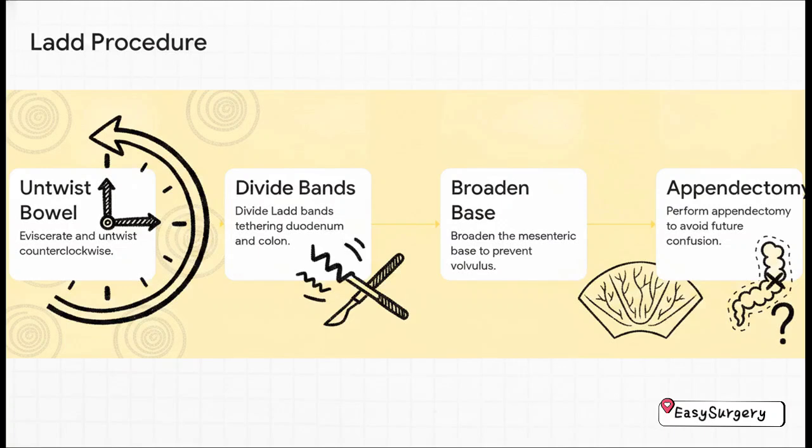Step 1, you eviscerate and untwist the bowel counterclockwise. Think of it as turning back the hands of time. Then, you divide the LAD bands, broaden out the mesenteric base, and critically, you always do an appendectomy. Why? Because you're leaving the cecum in a totally abnormal spot, and you want to completely avoid any future diagnostic confusion if they ever get appendicitis symptoms down the road.